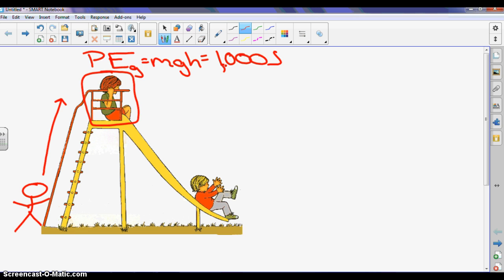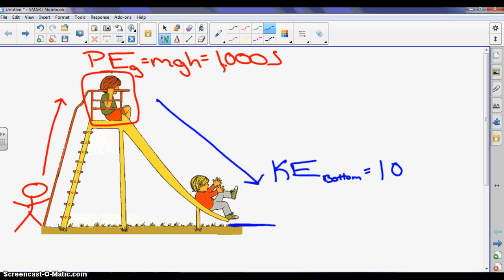Now we know as they go down the slide that gravitational potential energy is going to get transferred to kinetic energy. At the bottom of the slide, once they've met the ground, all of that gravitational potential energy, originally 1,000 joules, would be transferred to kinetic energy. If we wanted to solve for velocity, we could set our 1,000 joules equal to the kinetic energy equation, 1/2 mv squared, and solve for the velocity.